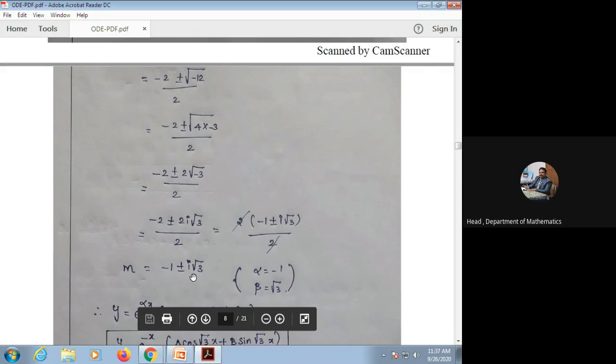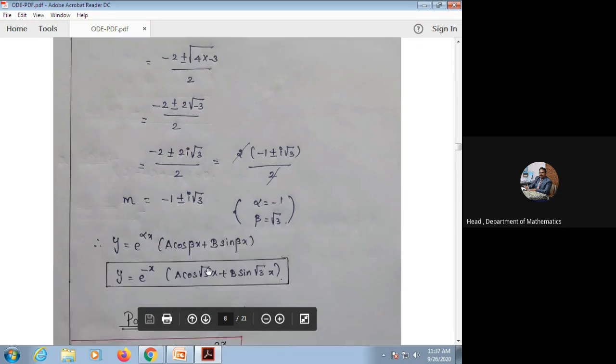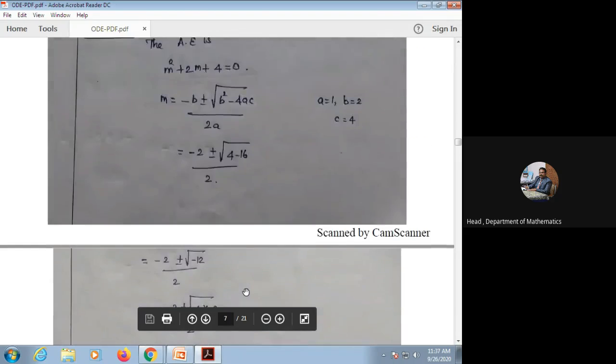So comparing here, alpha equal to minus 1, that is the real part. The coefficient of the imaginary term, that is root 3, is the beta value. Therefore, alpha is minus 1 and beta is root 3. For complex roots, the complementary function formula is y equal to e power alpha x, a cos beta x plus b sin beta x. Substituting alpha and beta: e power minus x, a cos root 3 x plus b sin root 3 x. This is the solution for the given differential equation.